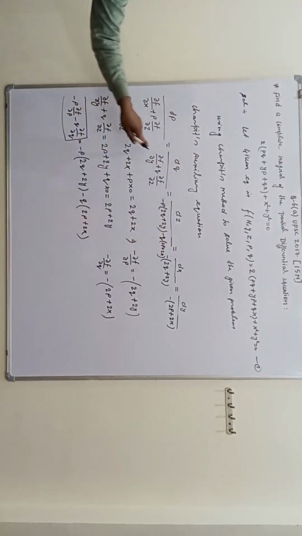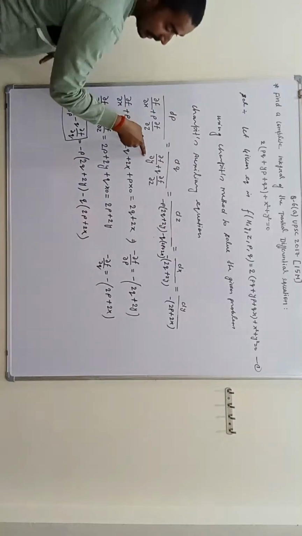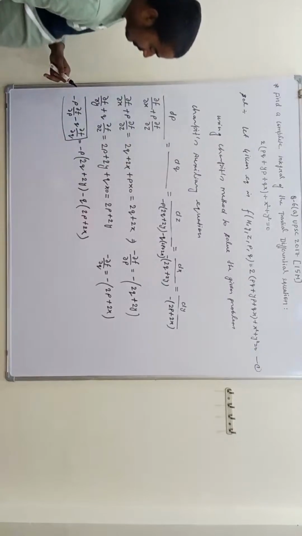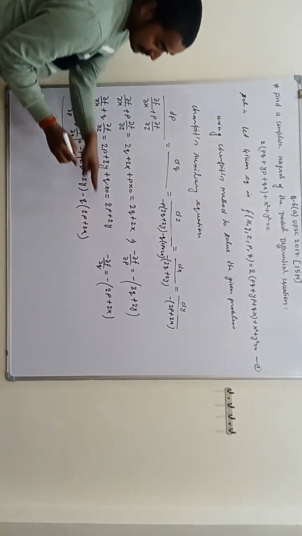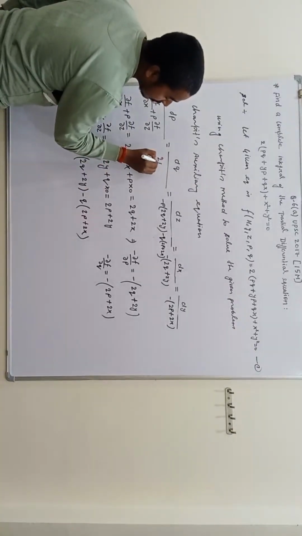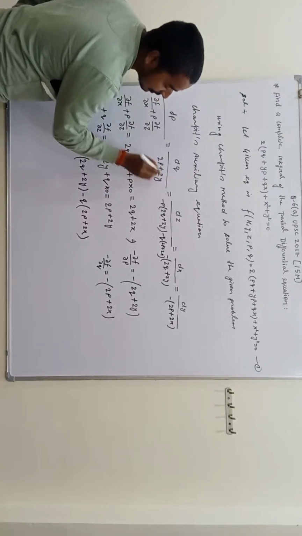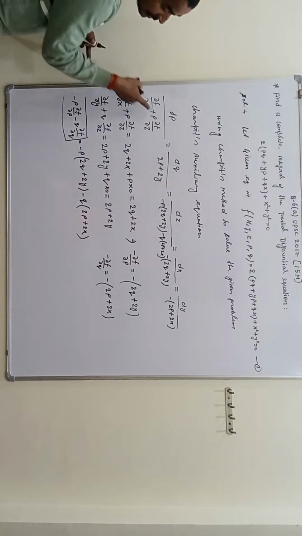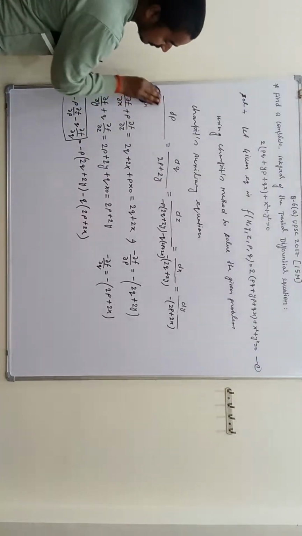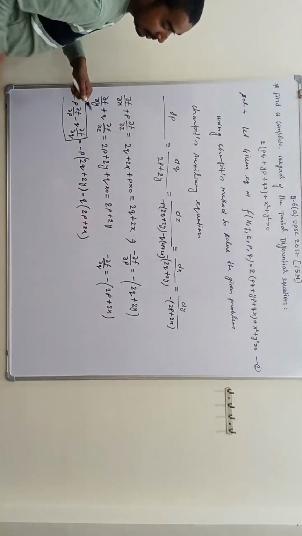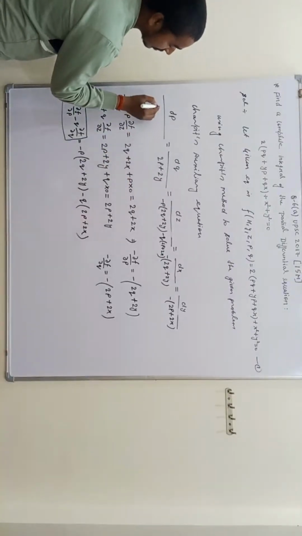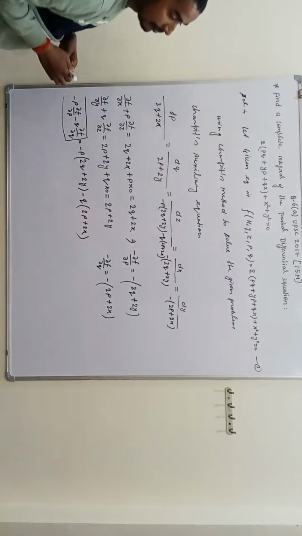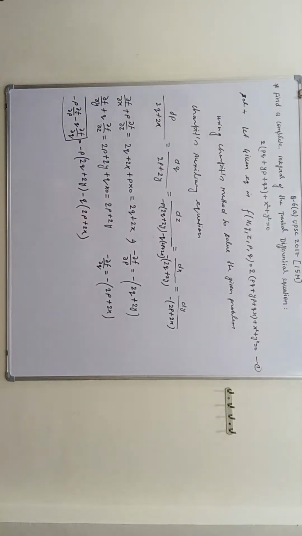Further we have to put the value of del f upon del y plus q del f upon del z. From here we find that it is 2p plus 2y. And the last one, del f upon del x plus p del f upon del z, is 2q plus 2x. Further we have to solve.